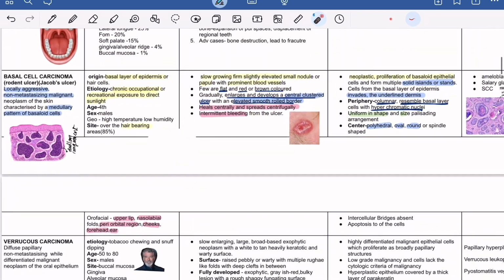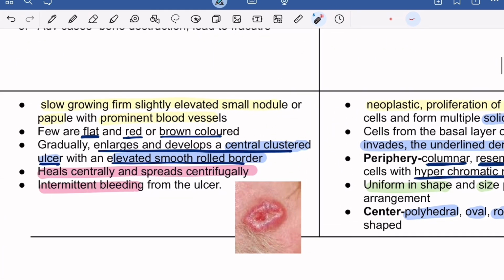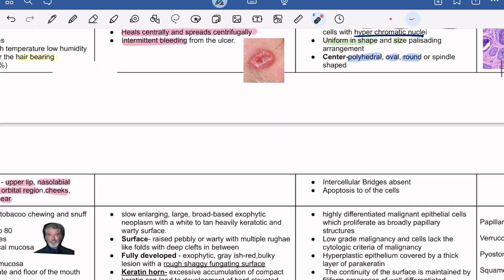and ears. Coming to the clinical features, it is a slow-growing, firm, slightly elevated, small nodule or papule with prominent blood vessels. Few of them are flat. They can be red or brown in color. They gradually enlarge and develop a central crusted ulcer with elevated, rolled, smooth borders. They usually heal centrally and spread centrifugally. Intermittent bleeding from these ulcers can be seen.